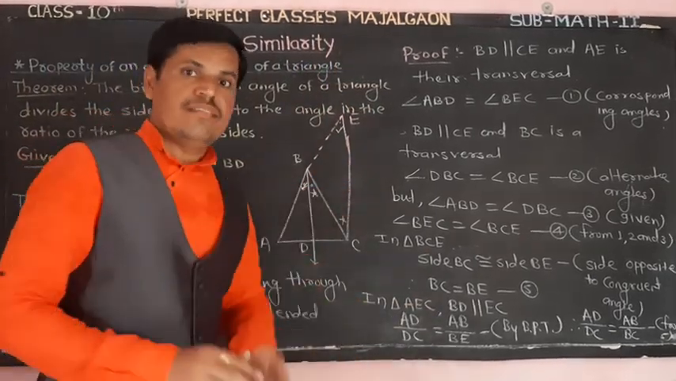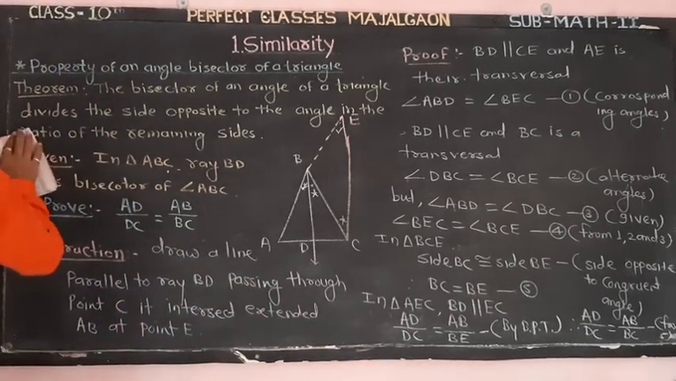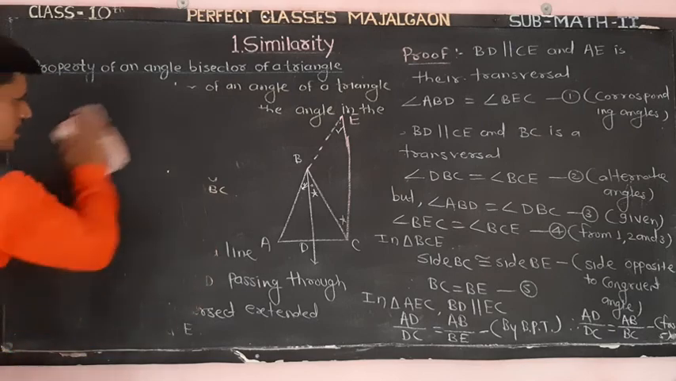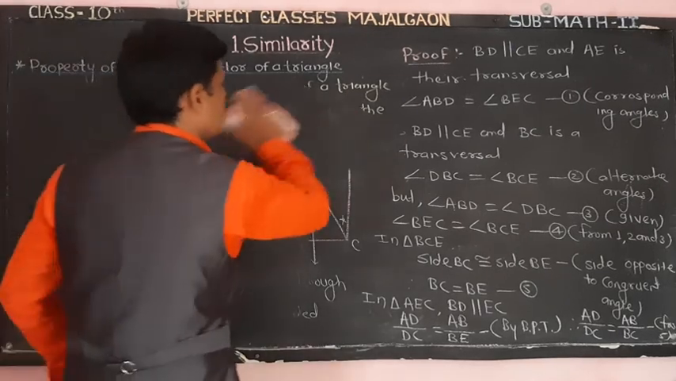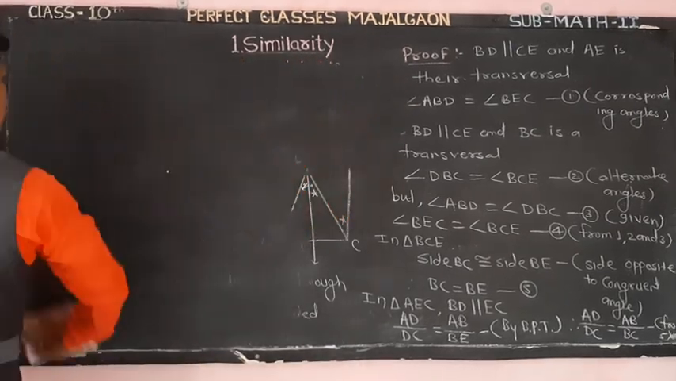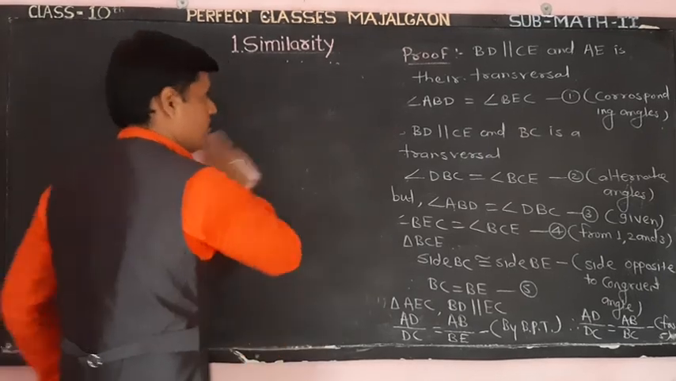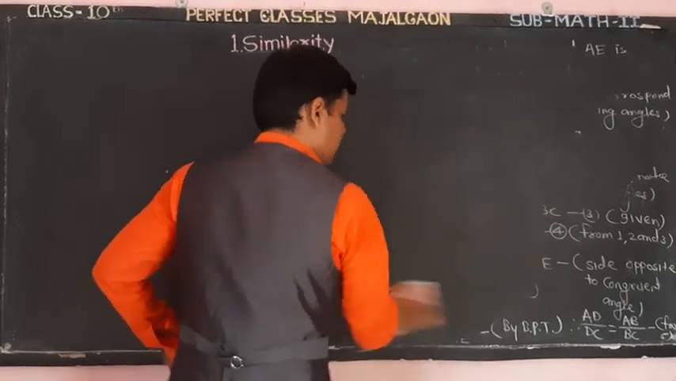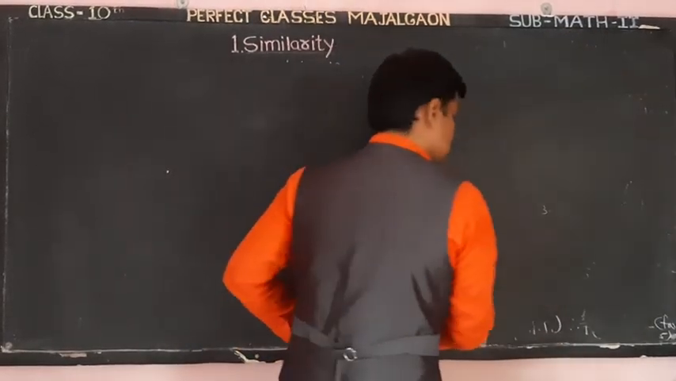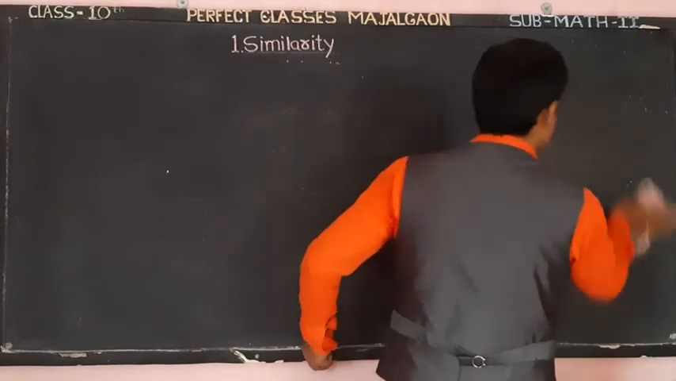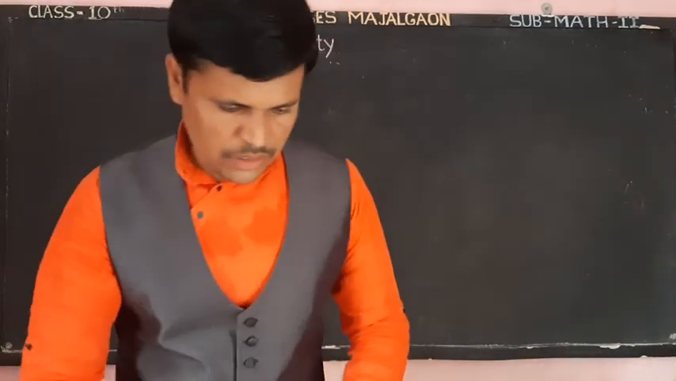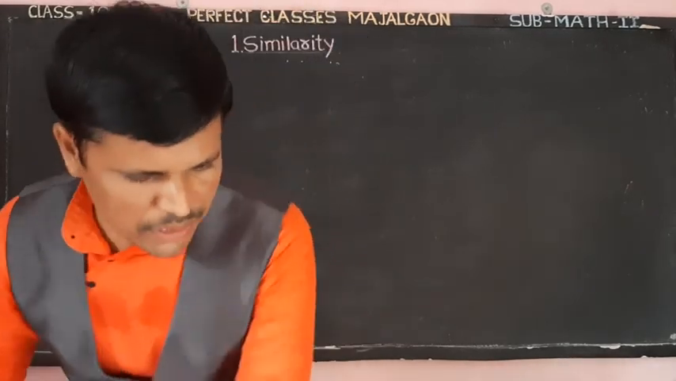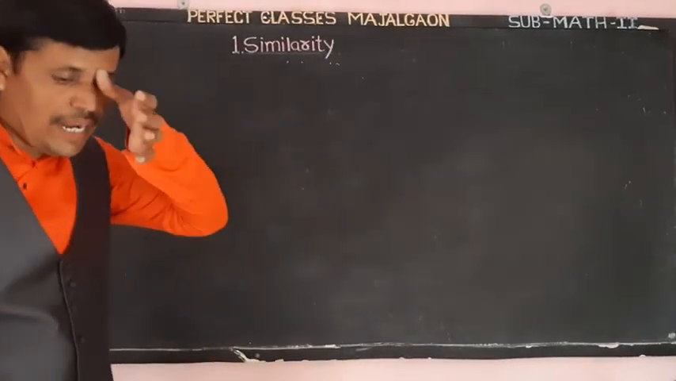Now we see the second property, and the name of the property is property of three parallel lines and their transversal. First, I will write the name of the property: property of three parallel lines and their transversal.